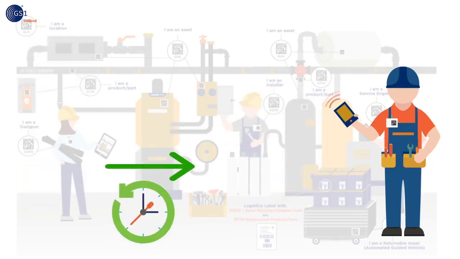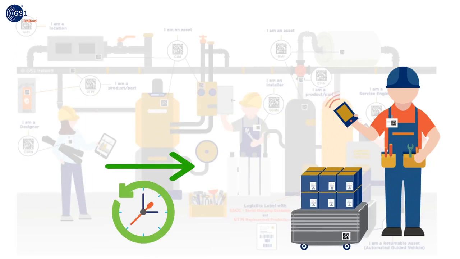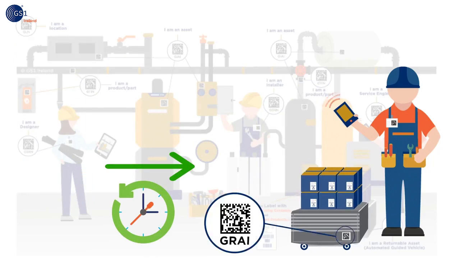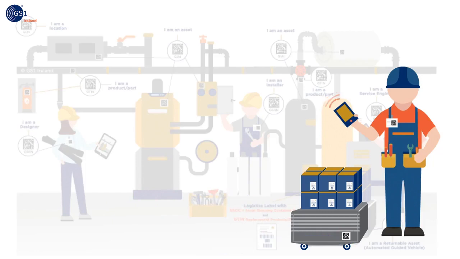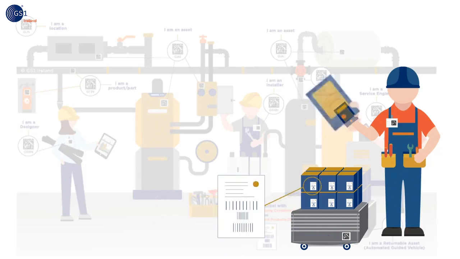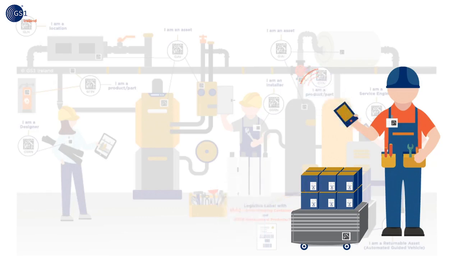Replacement parts are delivered in advance of Jack's visit by an automated guided vehicle with a GRAI tag. The packages in the automated guided vehicle are labeled with serial shipping container codes. Files sent to Jack's handheld device provide details about the individual replacement parts identified by GTINs contained in the delivery.